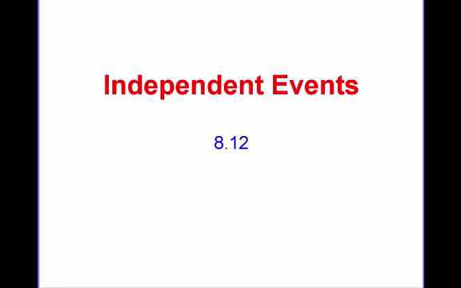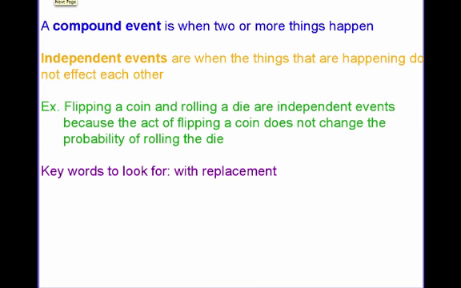For this video, we're going to be discussing independent events. Before we can talk about independent events, let's discuss what a compound event is. A compound event is just when two or more things happen. For example, a compound event could be spinning a spinner and rolling a die. It's two different things that are happening, okay?